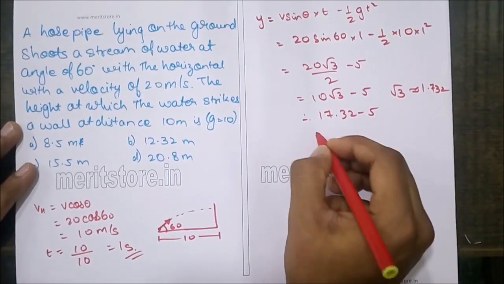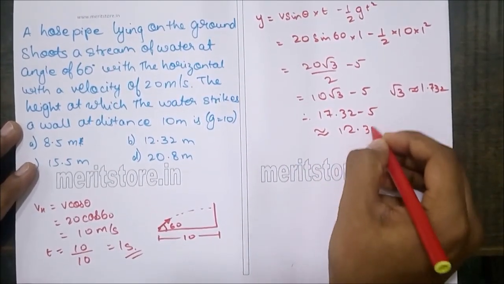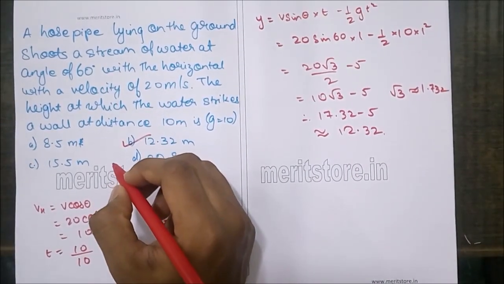Therefore, 17.32 minus 5 is approximately 12.32. Hence, option B is the correct answer.